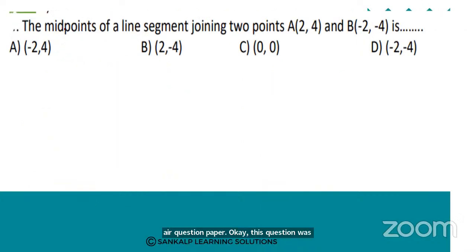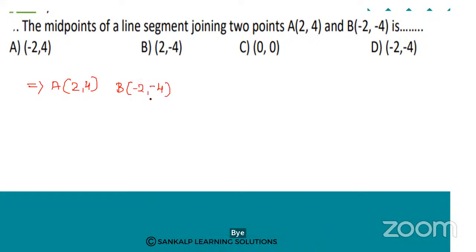Next. The midpoint of a line segment joining 2 points A (2, 4) and B (-2, -4) is, okay, here the midpoint. Midpoint of a line segment, okay. Yes, we know the midpoint formula. What is the midpoint formula? Tell me the midpoint formula. Yes, dear students, what does the midpoint formula say? Will you tell me? What does the midpoint formula say?